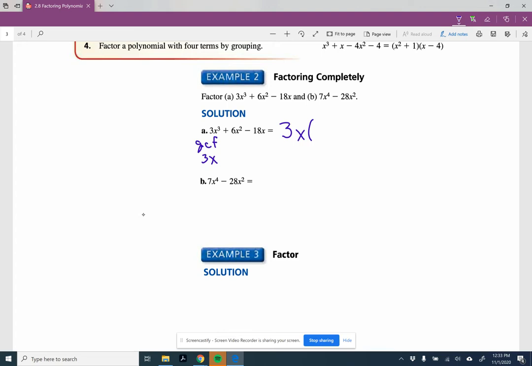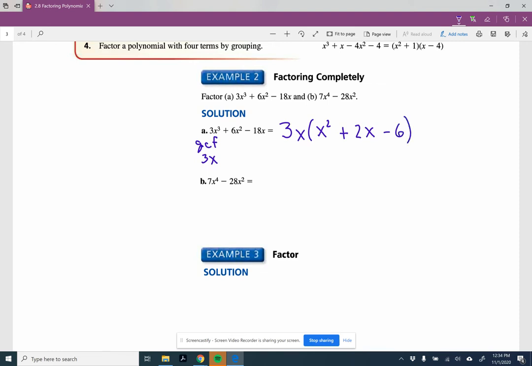Now remember, we're dividing each of the terms of our polynomial by 3x. So 3x to the third divided by 3x, we've divided out the 3. We've divided out a single x, so there are 2 left. 6x squared divided by 3x, 6 divided by 3 is 2. And x squared divided by x, we have a single x left over. 18 divided by 3 is 6, and we've divided out the x, so there we have it.